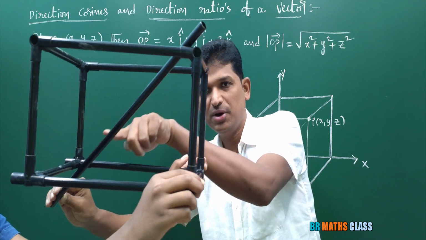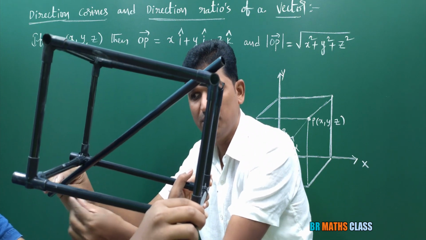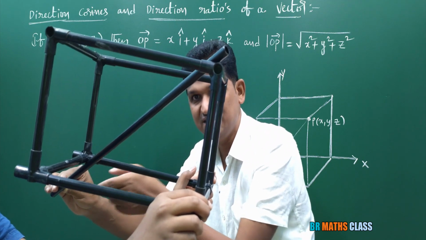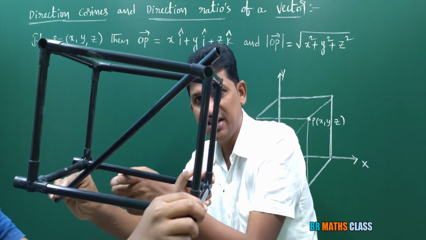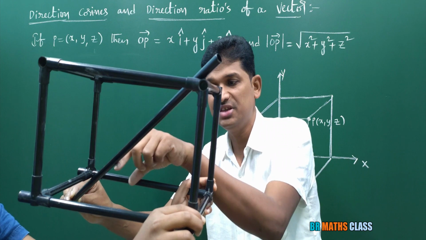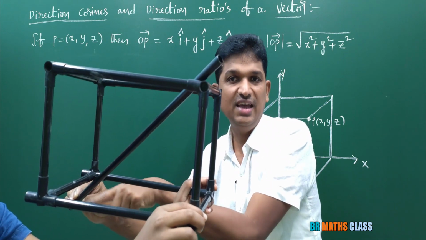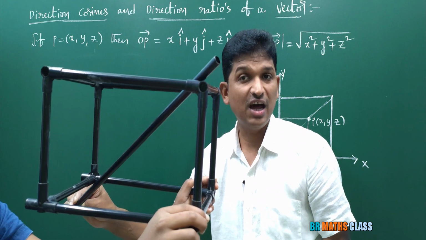This is PO bar, na? This is the continuation of PO bar. What is the angle made by PO bar with x-axis? Observe this, this is the angle. Consider a three-dimensional figure like this so that you can understand this easily. Sum of this angle plus this angle is 180 degrees, na? So this angle is 180 degrees minus alpha.